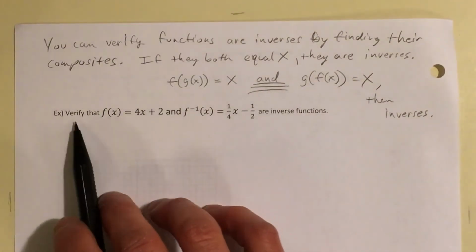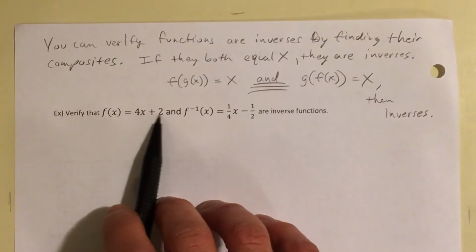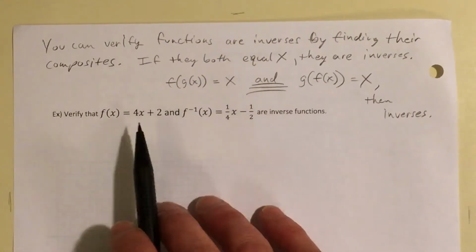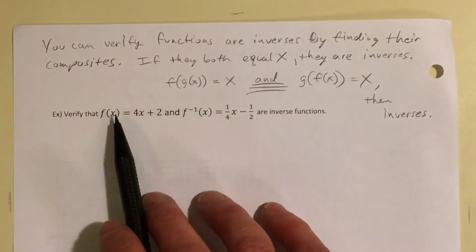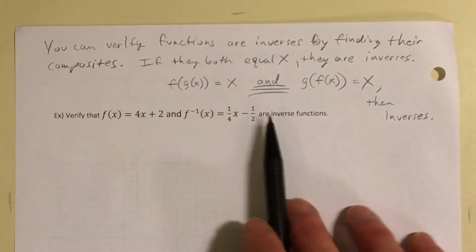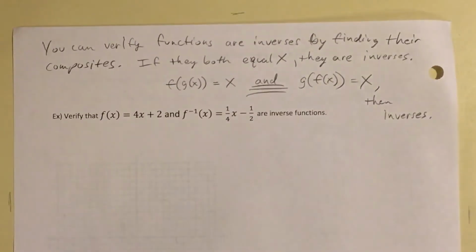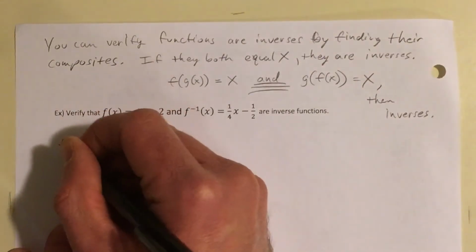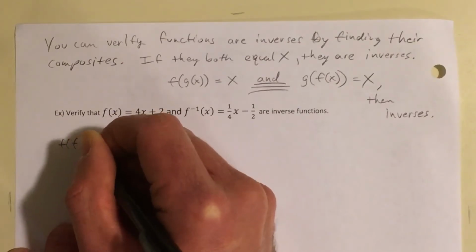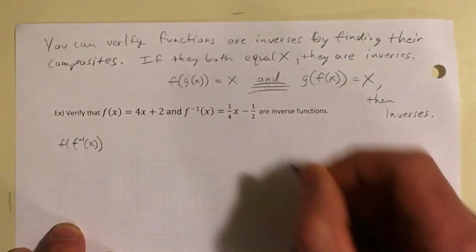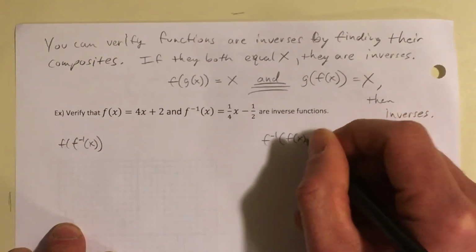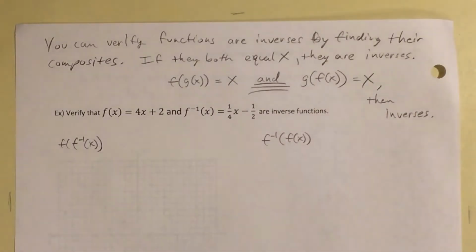Okay, we've got a little bit of notation here you may not be familiar with. We've got f of x equals 4x plus 2. And this is saying f inverse of x. Okay, so they're saying straight out that this is the inverse of this. We need to verify that they are inverses, okay? And so to do that, we're going to do the composites. We're going to do f of f inverse of x. We're also going to do f inverse of f of x. So remember, composites are like a function swallowing another function.